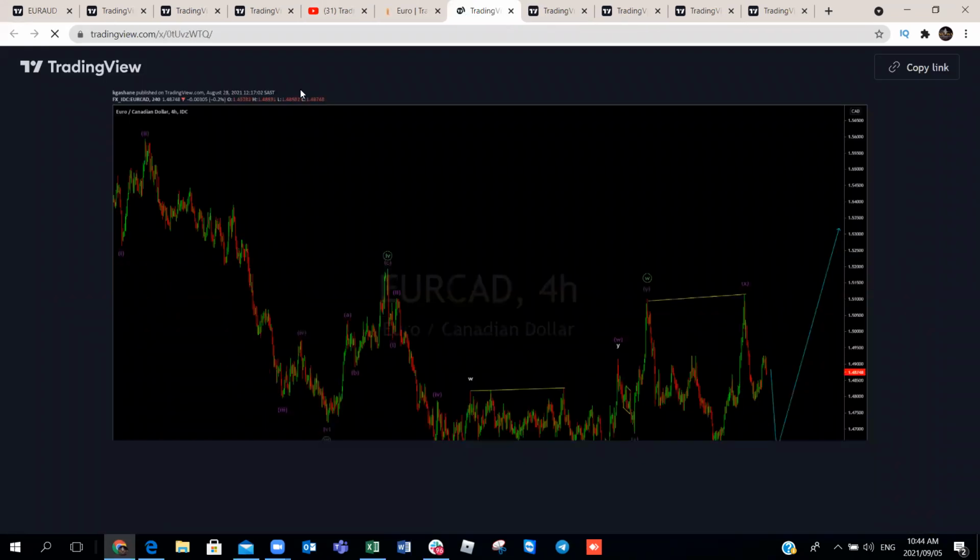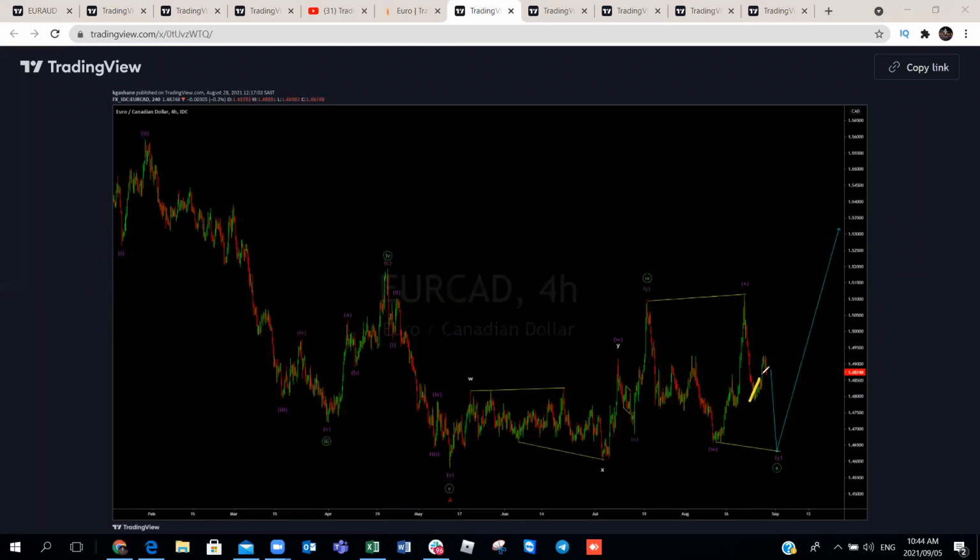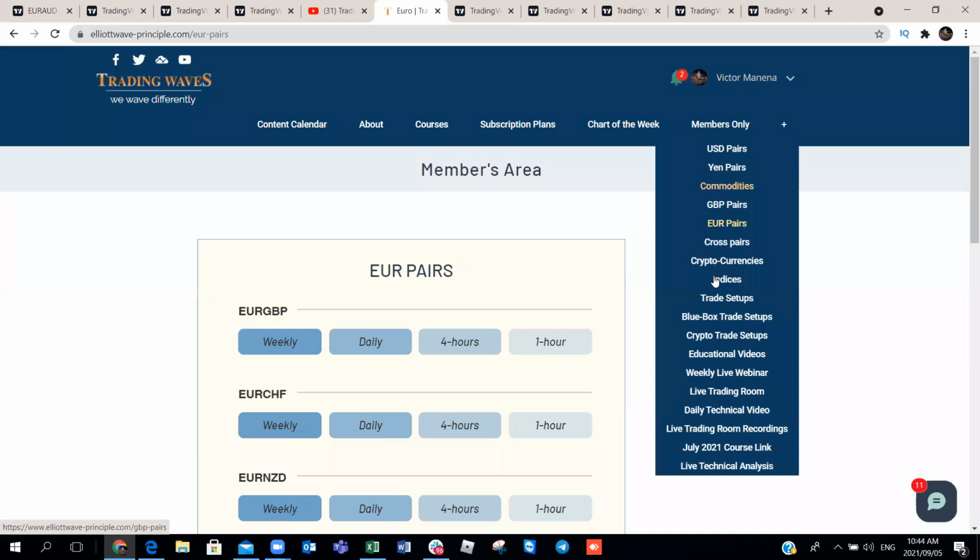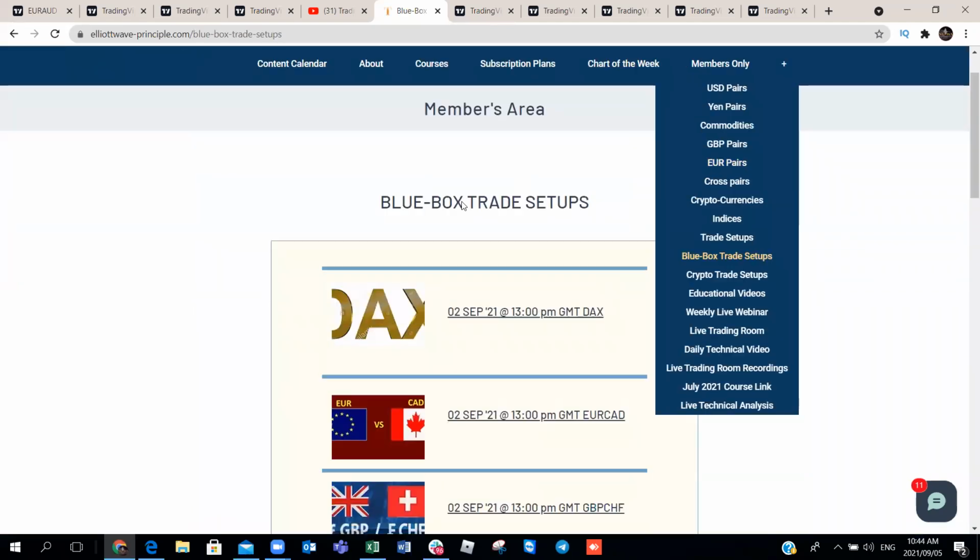EURCAD. So EURCAD, we've made a pullback here as follows. We're looking for this one to continue to the downside. We've got a blue box set up on EURCAD as follows. Let's have a look here on the blue box trade setups. These are high probable trade setups. Just give you a bit of a view on that one.